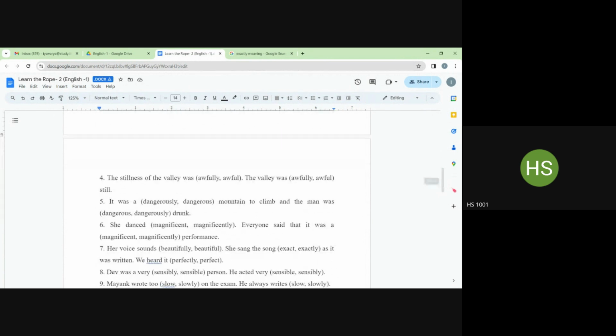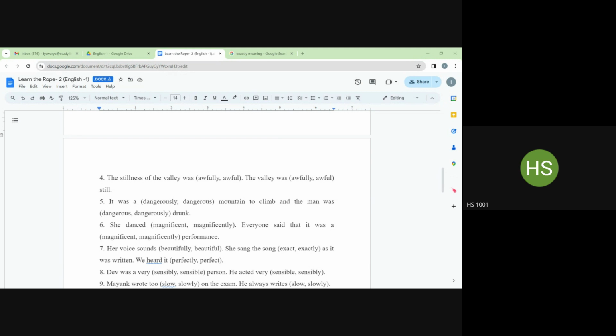Fourth one. The stillness of the valley was awfully awful. Which one would you choose? Awful, ma'am. Awful. Read again. The stillness of the valley was awful. Now, this is again what? This is what is called the predicative use of adjective, right? You're not saying awful stillness of the valley. You are saying the stillness of the valley was awful.